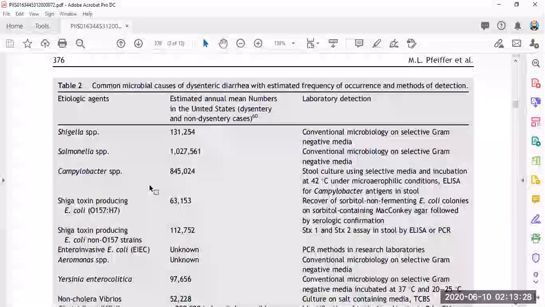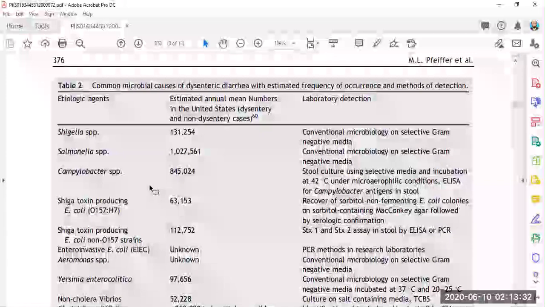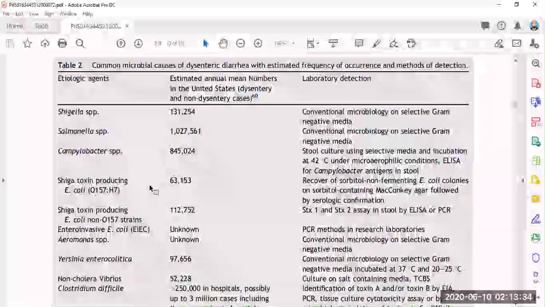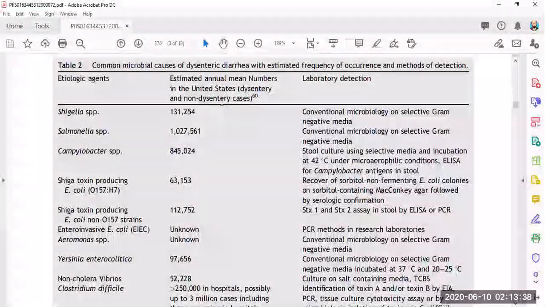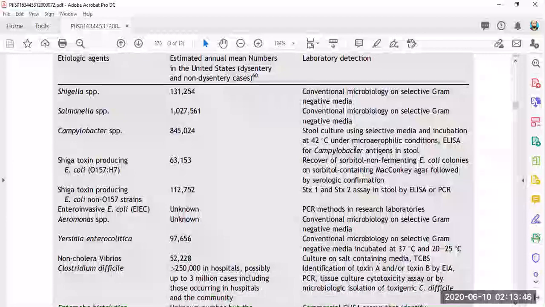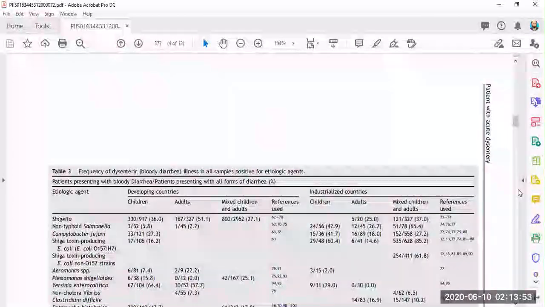Then the etiological agents, there are so many. They mention Shigella, Salmonella, Campylobacter, and then they also mention the estimated annual mean numbers, and how we detect all these agents. They mention it in detail. You can read this paper. I found this paper really interesting to share with you.